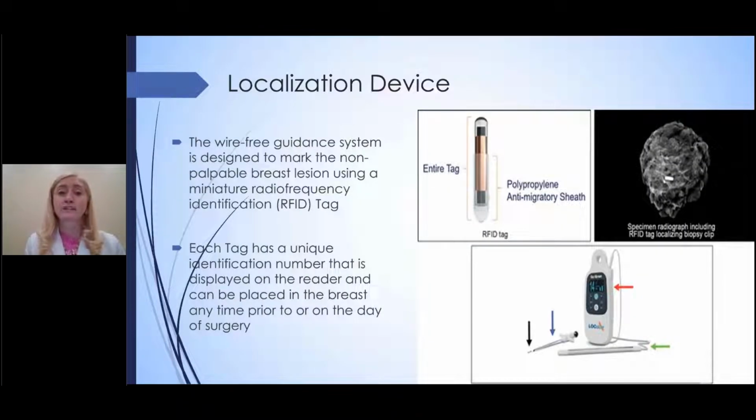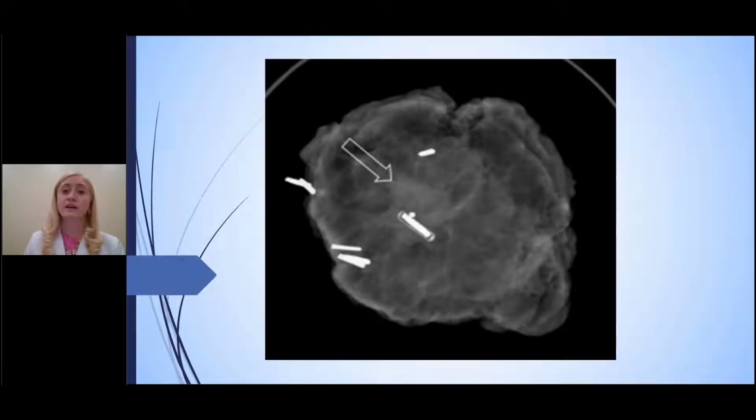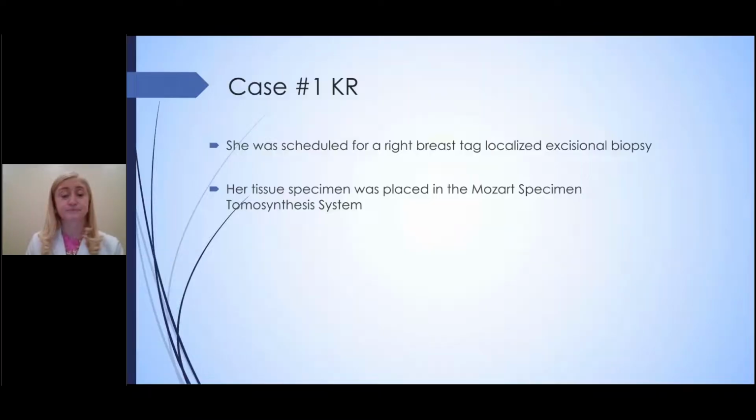Another localization device uses radio frequency for identification. This does require purchase of an extra piece of equipment to identify this in the operating room. So each tag has a unique identification number that's displayed on your probe when you're identifying the tag. So in the hospitals, usually the seeds can be used, and in the surgery centers, the tags are typically used. And this is just an image of a tag on an intraoperative specimen radiograph.